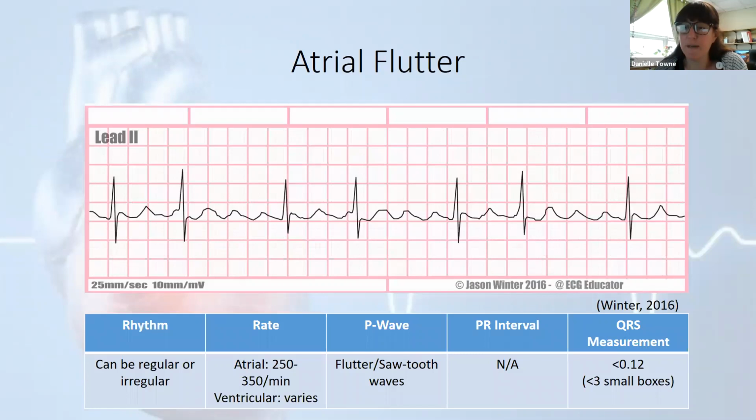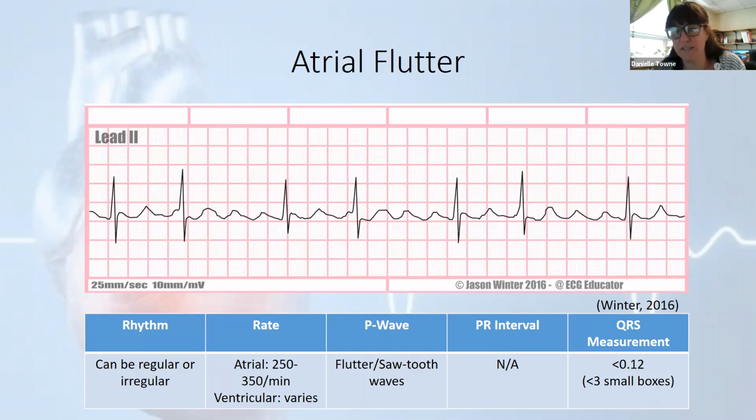So atrial flutter can be easily recognized by that sawtooth P wave pattern. It actually looks like a sawtooth. In this rhythm, the atria is beating faster than the ventricles can respond. The atrial rate typically exceeds about 200 beats per minute. As the flutter waves arrive, the AV node blocks some of those impulses.